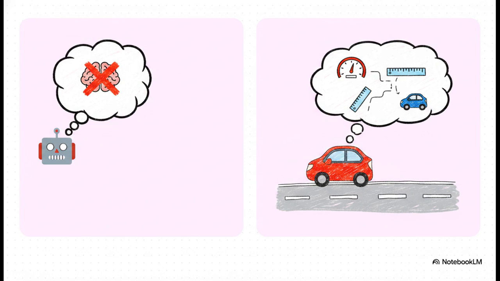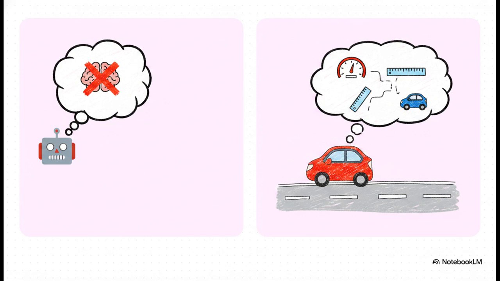But what happens when we give a machine just a little bit of memory? When we contrast these two, we move from reactive machines, which have zero memory, to limited memory AI. A limited memory system can actually store past experiences or data, but only for a very short period of time to help it navigate a specific task.